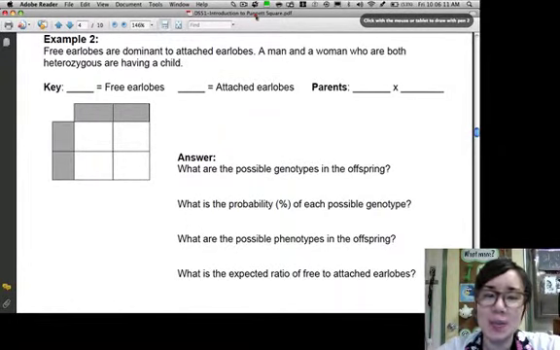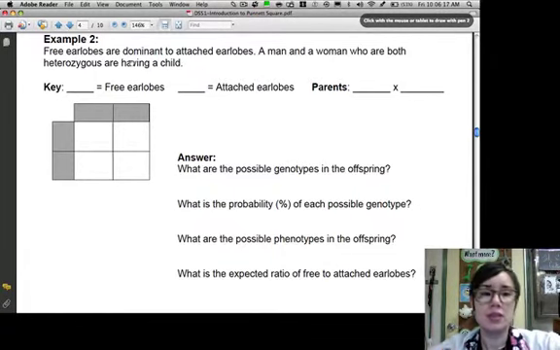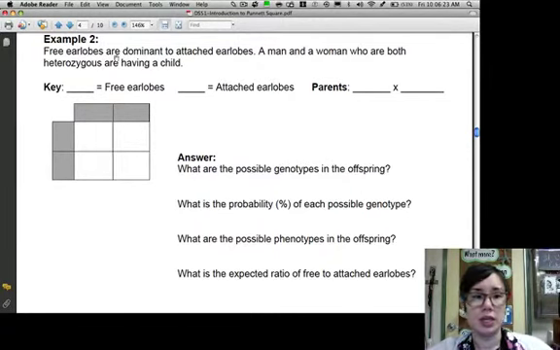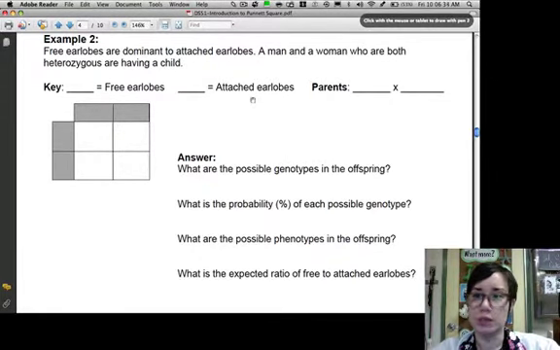All right, let's talk about how to actually do some Punnett square practice problems. If we look at example number 2, it says that free earlobes are dominant to attached earlobes. We always need to remember that when we're talking about this, we need to hammer stuff out. Then we need to make a key. A key's right here. After we make our key, we need to figure out who our parents are, and then we can proceed to answering some questions.